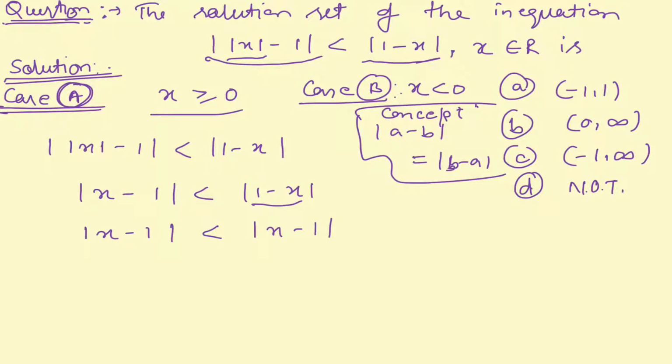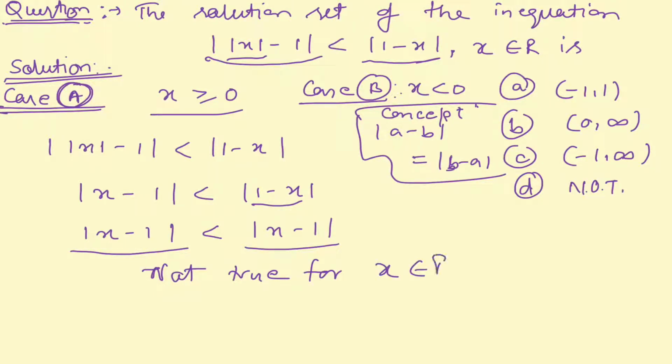So you can see here the same quantity is less than the same quantity, that is not true, never possible for any x belonging to the real numbers. So there is no solution here. Not true for any x, so therefore no solution in case a. Now we are going to see case b.